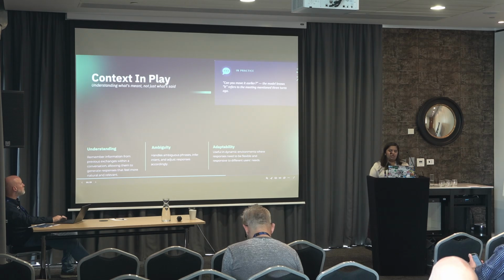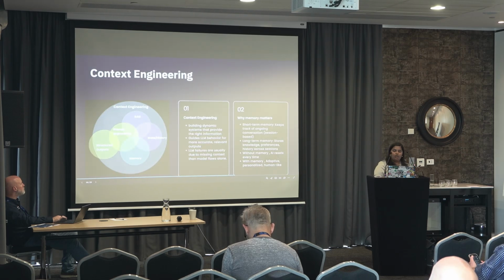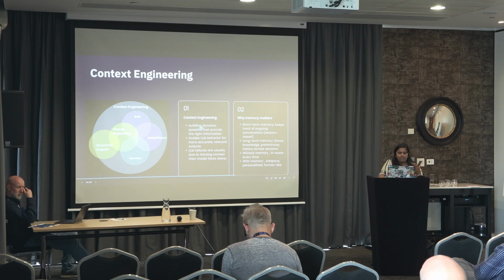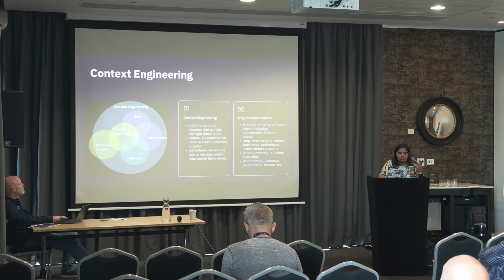And context has now transformed into context engineering. Initially, it was more about just giving a description. Context engineering is basically about building dynamic systems that provide the right information to the LLM, so essentially they guide the behavior. For example, your application contains the RAG, prompt, structure, outputs, memory, and it has a state. Everything around that is context. It's the system around it. A lot of people think that LLM failures happen due to model flaws. Actually, they happen a lot more often because of missing context than model flaws.